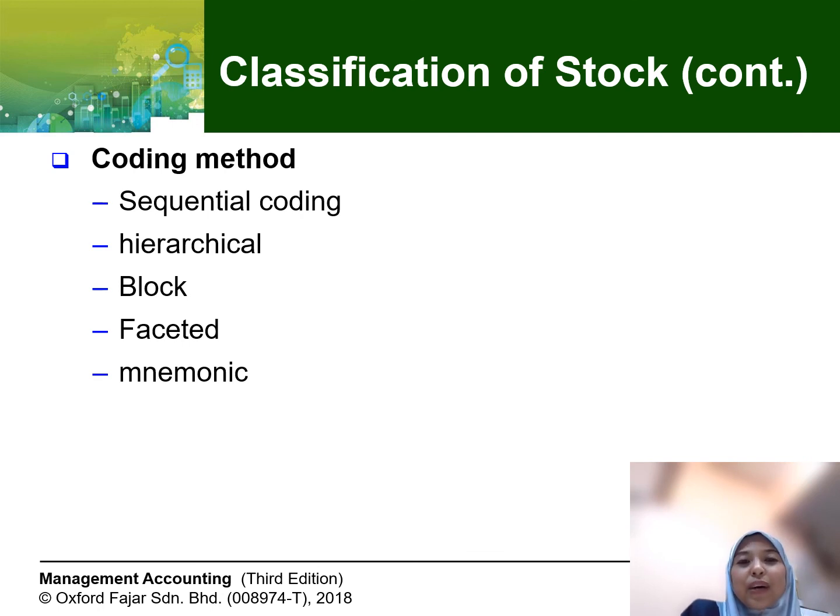And the last one is mnemonic. Mnemonic coding uses abbreviated letters that stand for a full word. For example, ACCT could stand for account, DD for date, and GTL for grand total.